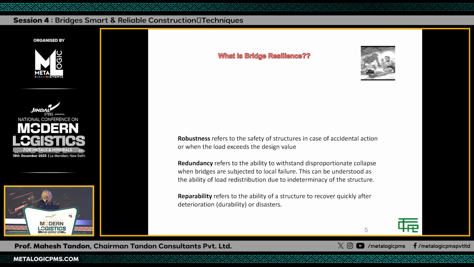Redundancy means that there have to be alternate paths of transfer of forces. Supposing one path is blocked or damaged, then the force should still be able to transfer. That is redundancy. And repairability, of course, means that in case there is damage, you should be able to put it into functional mode as quickly as possible.